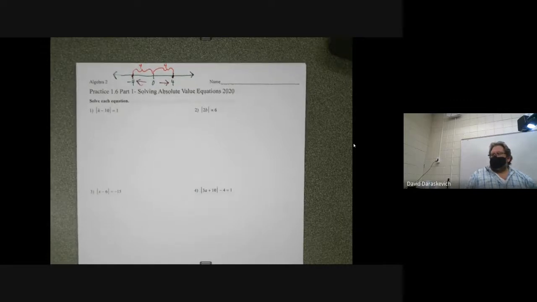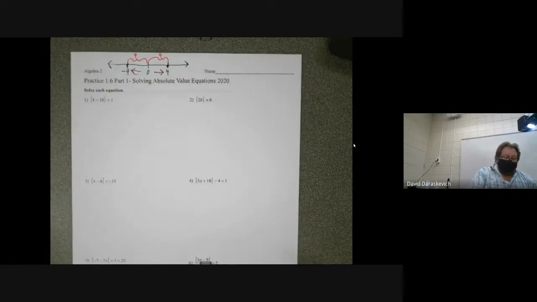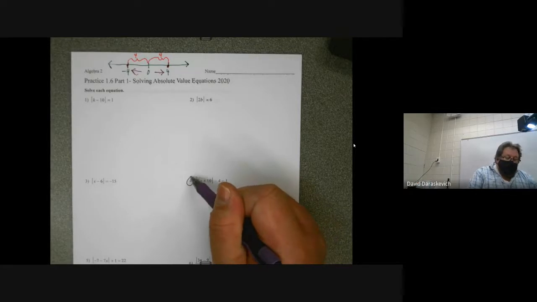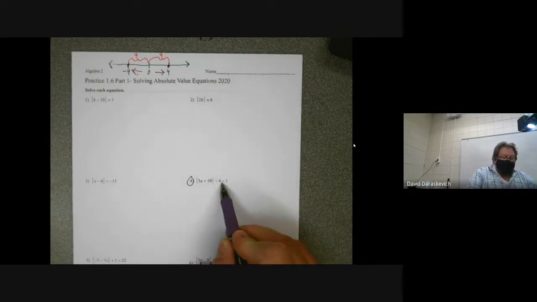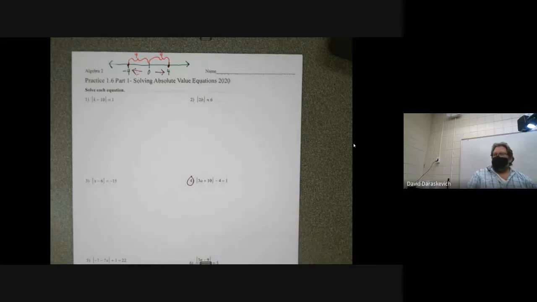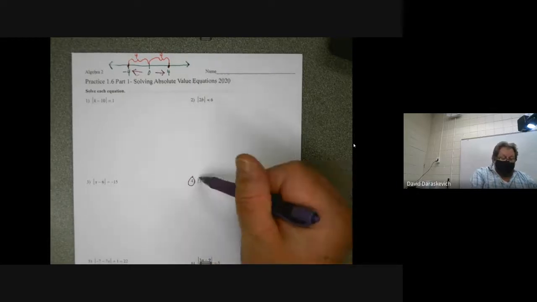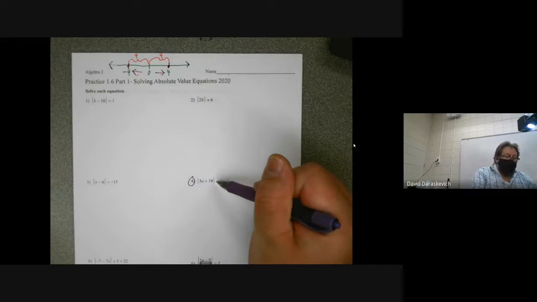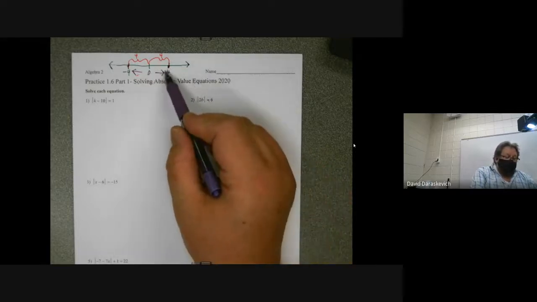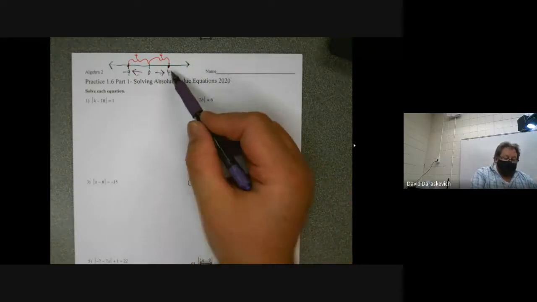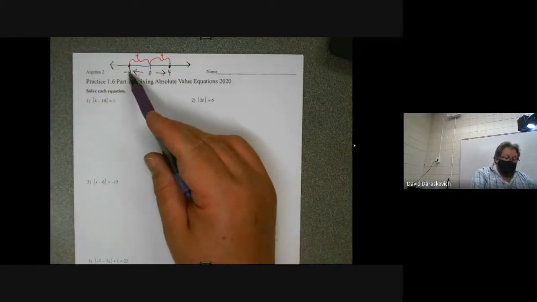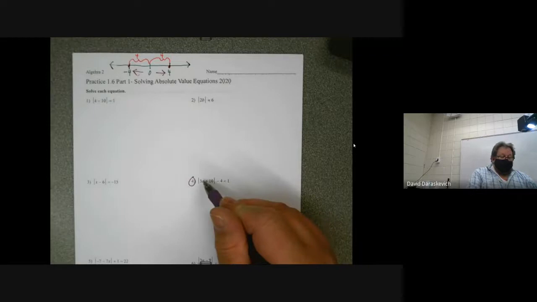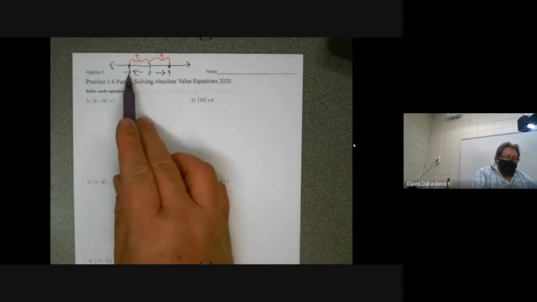So if I look at number 4, I have the absolute value of 3a plus 10 minus 4 equals 1. So I have to worry about, well, this is all a number, okay? And I have to worry about whether it's positive 3a plus 10 or the location point that's negative. Now, it doesn't mean the value is positive, but the location point itself can be negative.